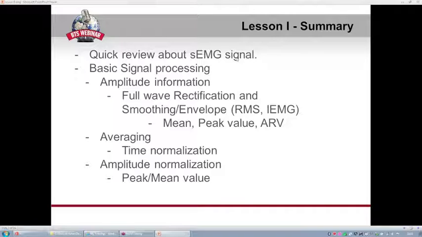In particular, we talked about the full wave rectification algorithm and about how to extract the main shape, or the envelope, from the EMG signal by means of the root mean square algorithm or by means of the integrated EMG. And then we learned about how to compute typical parameters such as the mean, the peak, or the IEMG, for example. Then we had a look at how to average more than one trial, which requires the normalization of the signal with respect to the time domain. Finally, we talked about amplitude normalization of the signal level that is useful for data comparison.